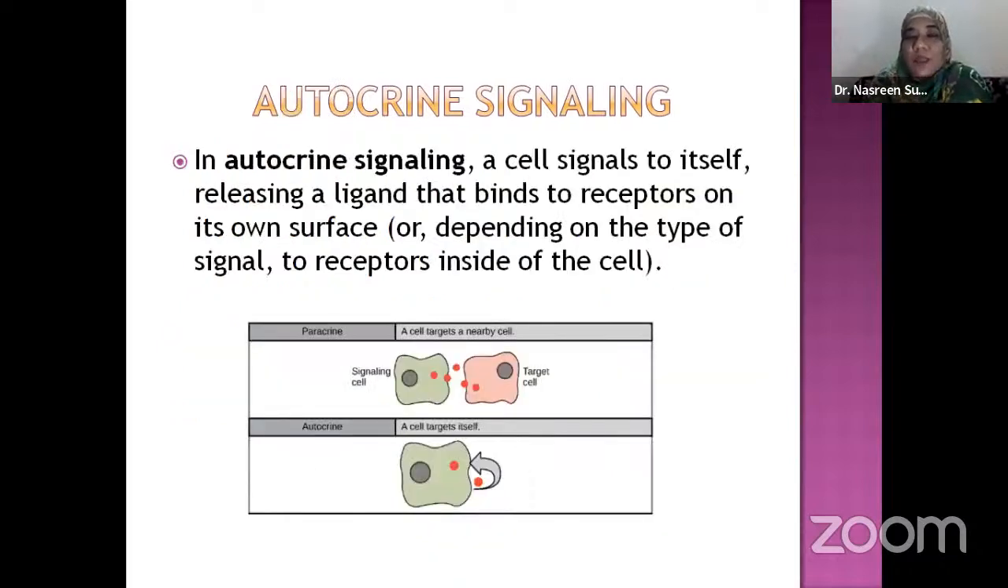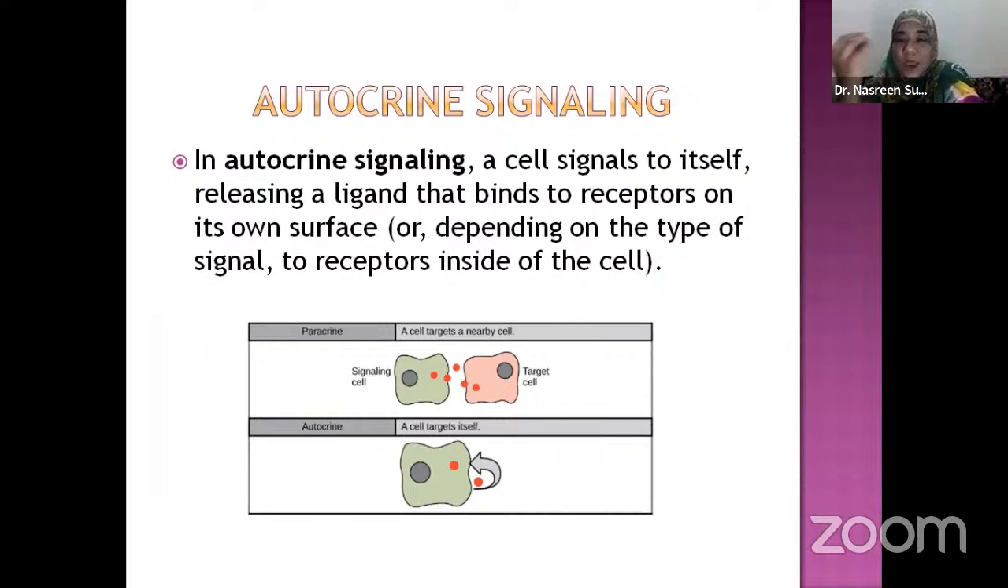Autocrine signaling means the cell releases some mediator which will act on itself only. This is usually seen in the immune system. In autocrine signaling, a cell signals to itself, releasing a ligand that binds to a receptor on its own surface. For example, you are seeing many autoimmune diseases, like rheumatoid arthritis.